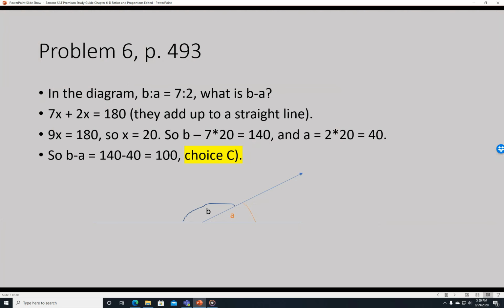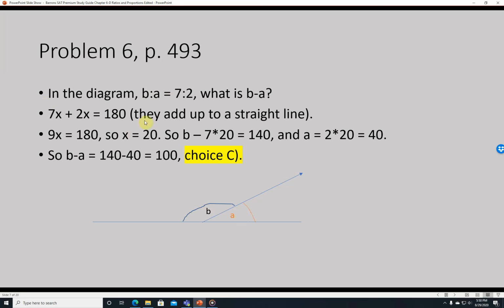Problem 6, page 493. In the diagram, B to A is 7 to 2. What's B minus A? So I did a very crude redrawing of the drawing in the book. You have a straight line. You have two angles that add up to a straight line, B and A. We know that B is bigger than A, and it tells you the ratio of B to A is 7 to 2, so B is 7x, A is 2x.